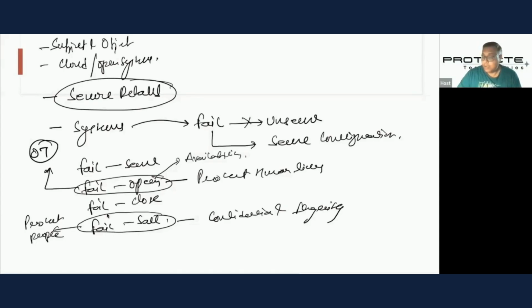Okay, whenever you're designing security, keep it simple. Do not make security a very complex thing. Keep it as simple as possible. A philosophy called keep it simple and straight. Okay, keep it simple and straight.